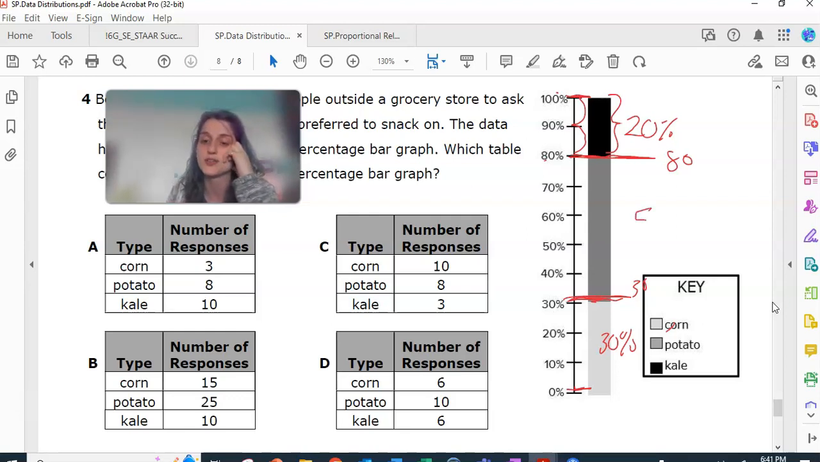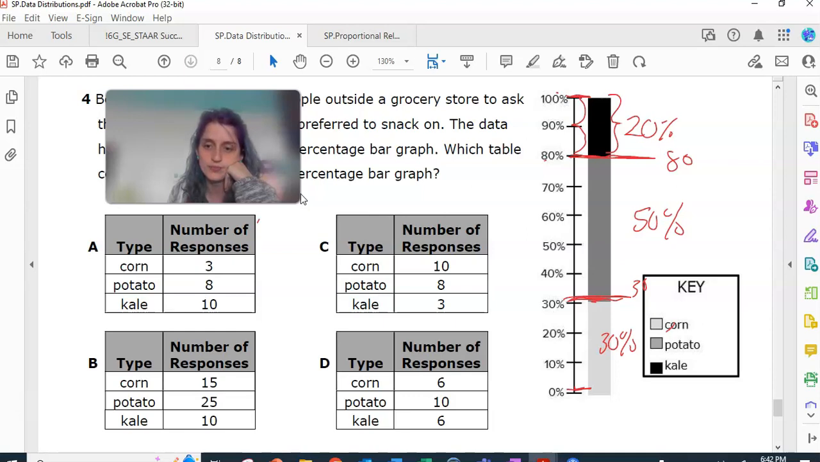80 minus 30 is 50%. Quick check, 20 plus 50 is 70, plus 30 is 100%. Okay, we represented all of our data. So we're trying to see which of these tables would match this graph. Personally, what I want to do is rank them. Which percentage is the biggest?